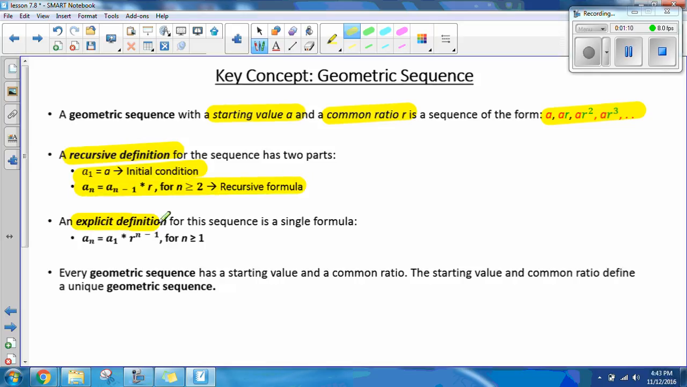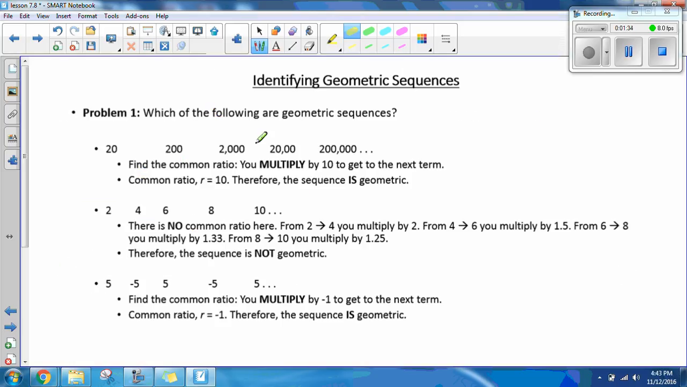An explicit definition for this sequence is a single formula. A sub n, or the nth term, is equal to a sub 1, your initial condition, times r to the n minus 1 power for n greater than or equal to 1. Every geometric sequence has a starting value and a common ratio. The starting value and common ratio define a unique geometric sequence.